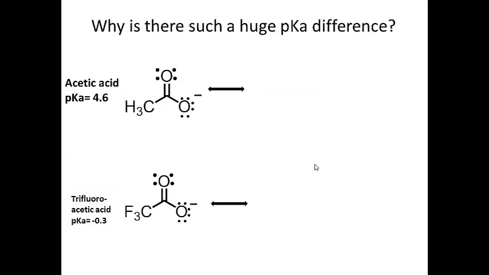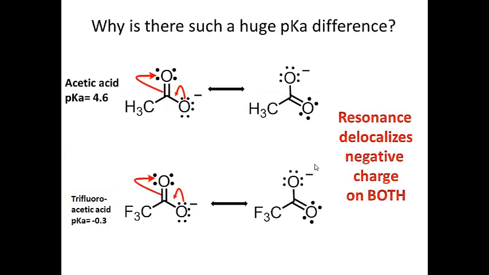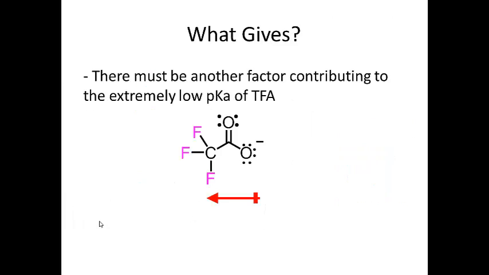Now, one thing to note here is this. Both of these conjugate bases are able to do resonance. So how do we account for the difference in pKa? This is 4.6 and this is negative 0.3. A very low pKa means that that is a very acidic proton, which means that this is a very stable conjugate base. So how do we account for this? There must be something else that's contributing to the low pKa and the stability of this conjugate base.